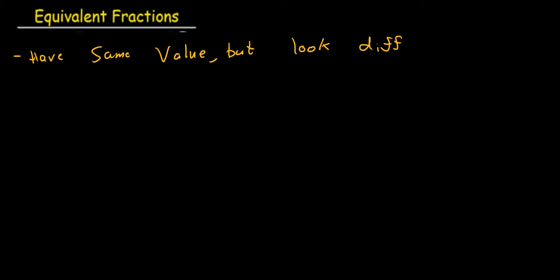Okay, so this video explains equivalent fractions, and equivalent fractions have the same value but look different. And to give an example of that, we could have something like 2/3 is equal to 20 over 30. And all we've done there is that we have multiplied numerator and denominator by 10.